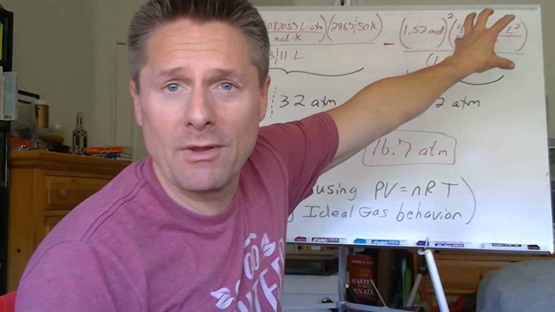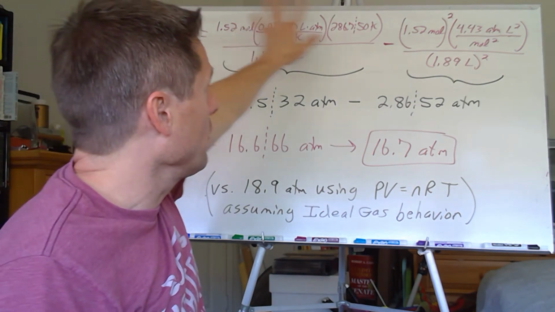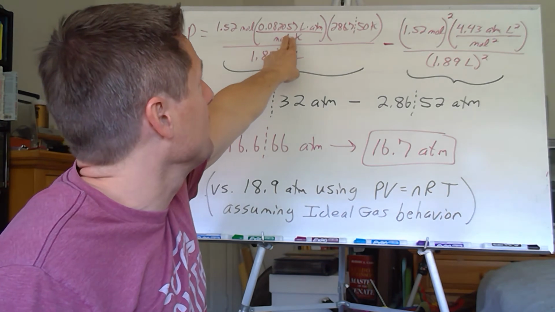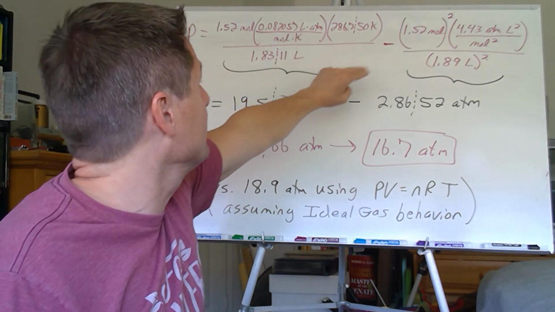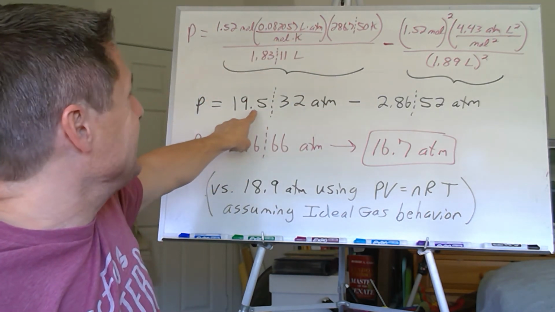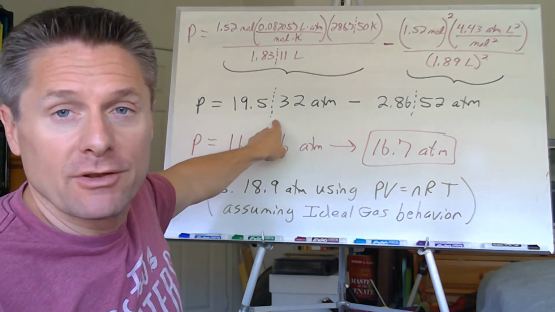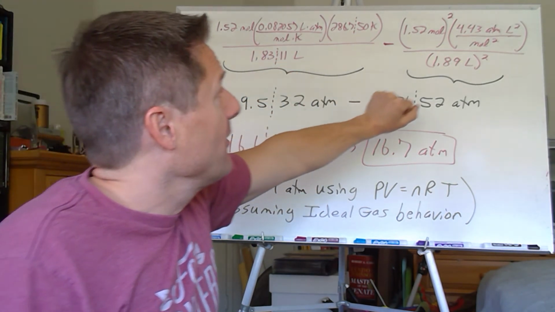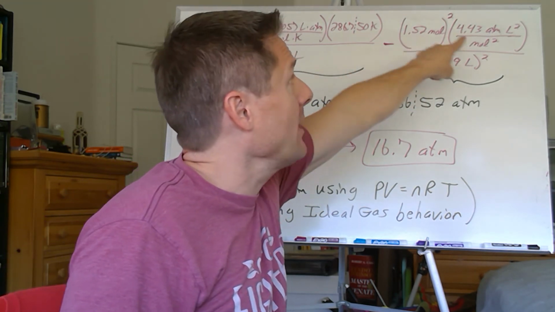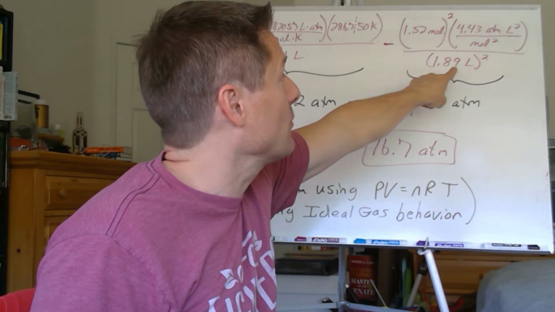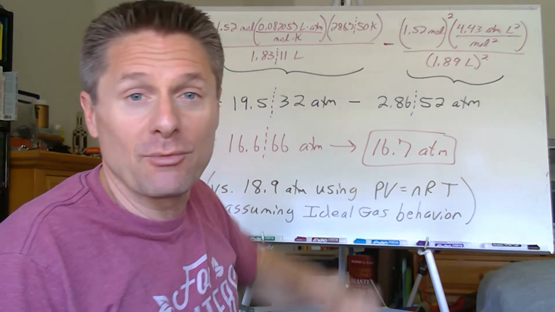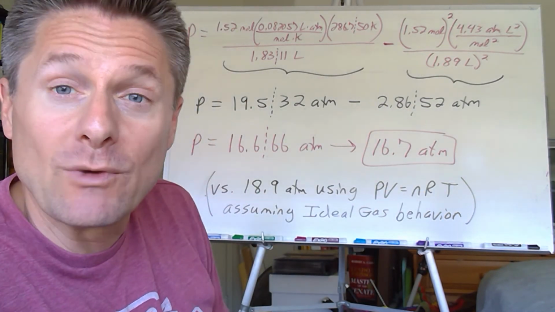All right, I rewrote where we finished at the last board. All the units cancel out, leaving us atmospheres. So if you take 1.52 times 0.082057 times 286.750 divided by 1.8311, good to 3 significant digits, that's our fewest, I get 19.532 atmospheres, good to 3 sig figs. That's the first term. And then the pressure correction factor, n squared a over V squared: 1.52 moles squared times 4.43 divided by 1.89 squared. Remember to square the number and the units. I get 2.8652 atmospheres, good to 3 sig figs. So that's the correction, assuming real gas behavior.